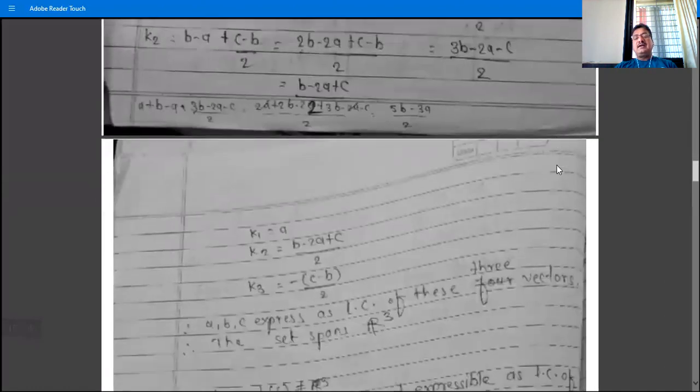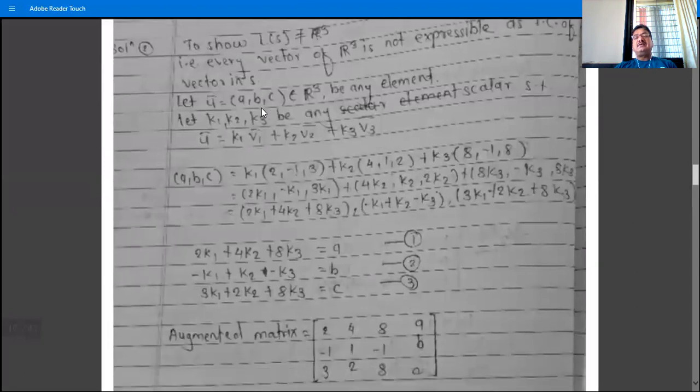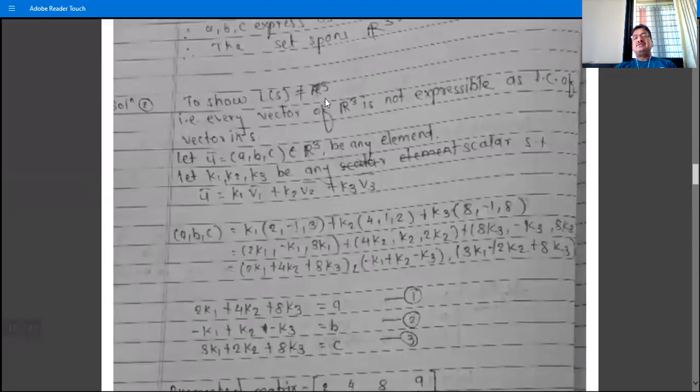Then we start with the assumption that we have to show LS is equal to R3. In this case, we have to show the set does not span R3, which means we have to show LS is not equal to R3. That is, every vector of R3 is not expressible as a linear combination of vectors in S. So take U bar as (a, b, c) belonging to R3, any vector. Now we have to show this vector is not expressible as a linear combination of vectors in S.